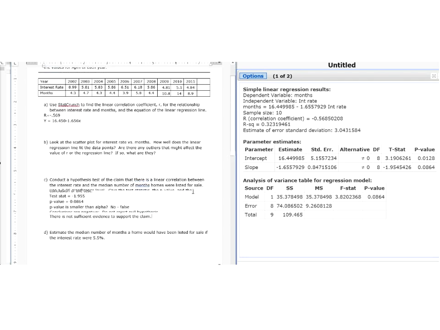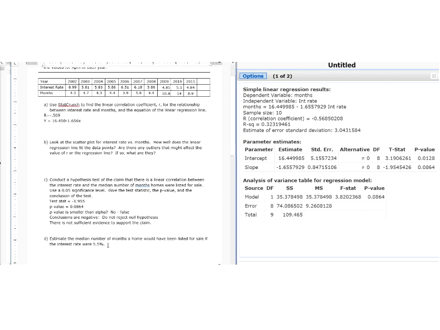Okay, so now in part D, what it's asking is to estimate the number of months a home would have been listed for sale if the interest rate were 5.5%. So the answer to this and how you get there depends on what you came up with for your test result up here. What we came up with up here was that there's not sufficient evidence that there is a linear correlation. So that means we can't use our regression equation to make this estimate. So the only way that we can estimate this number of months is by using the average of the numbers of months up here in the table.